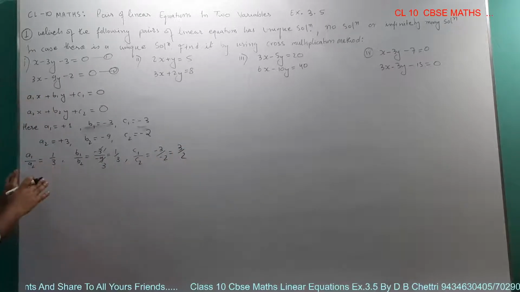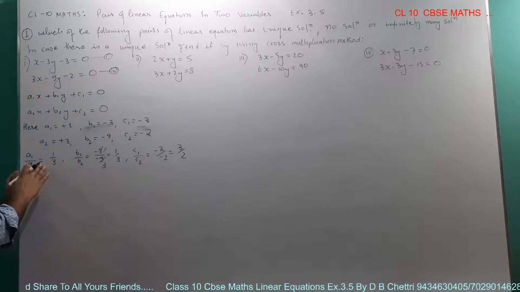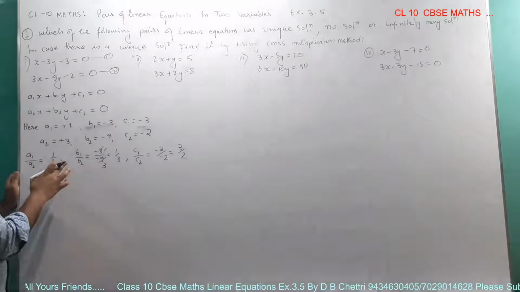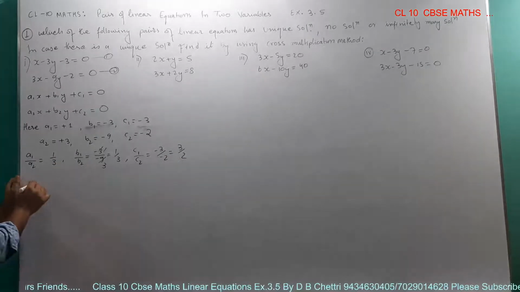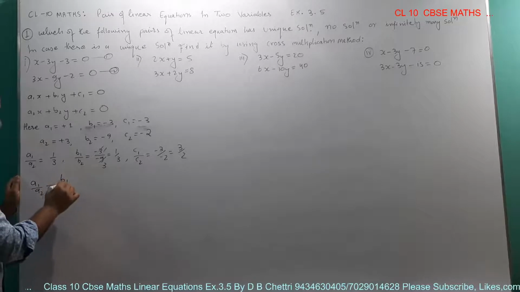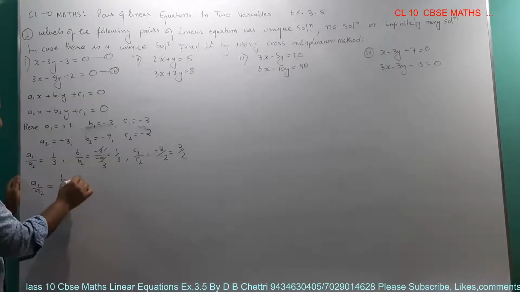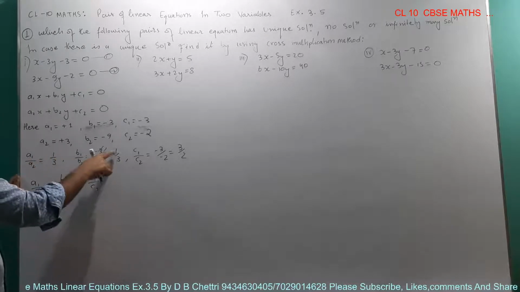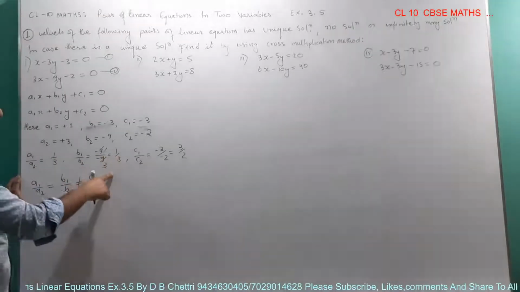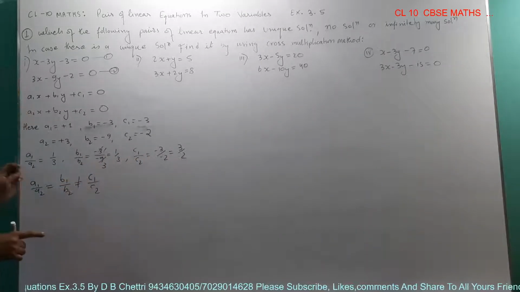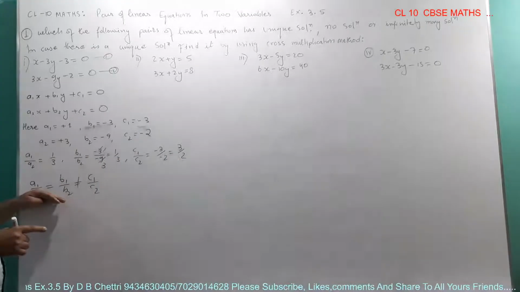Now from this ratio we got these two are same, but the third is not same with these two. Then how to write here? We got a1 by a2 is equal to b1 by b2 is not equal to c1 by c2. a1 by a2 equals b1 by b2 because their ratio values are same, but c1 by c2 is not same with these two. Okay, and this is the condition for no solution.